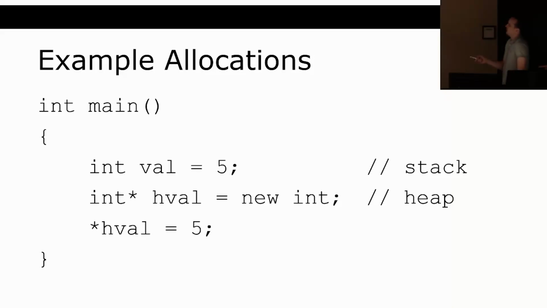If you just say int value equals 5, if we just normally declare an integer, that integer is on the stack. If we say int star, and I will get into pointers, but int star is how you allocate a pointer to an integer. Okay, so star just means pointer, and then whatever type you've allocated before the star is the type of pointer.